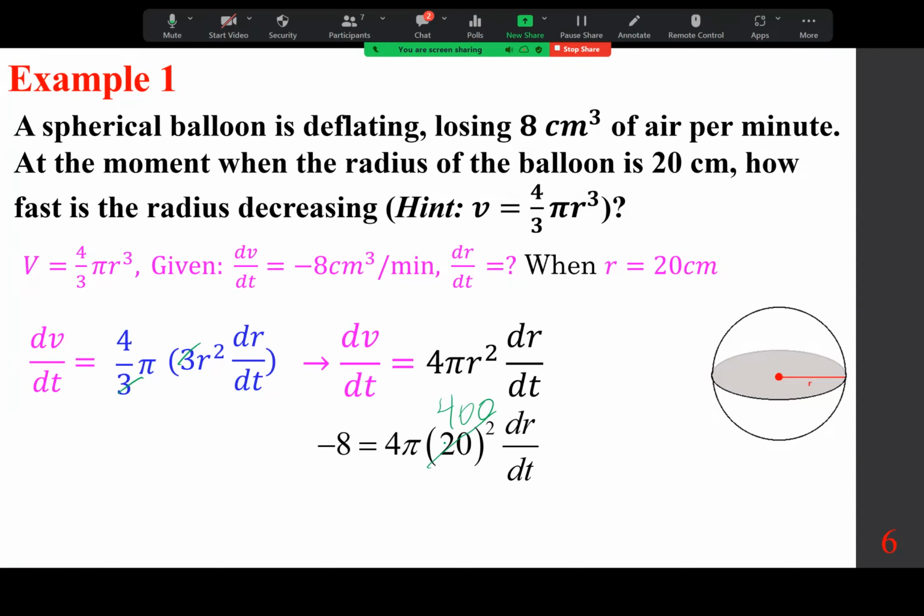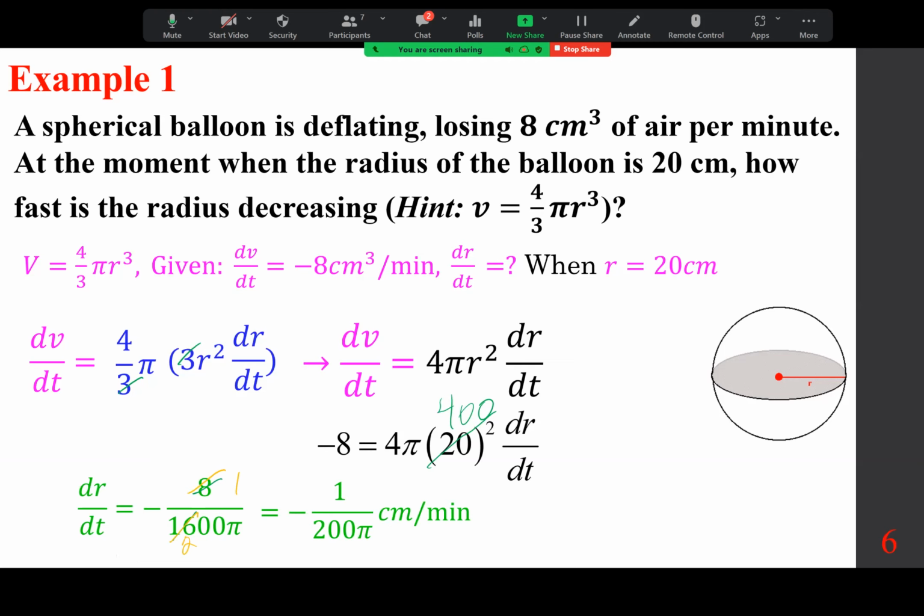So this is 400 times 4, which is 1600. So we're going to divide both sides by 1600 pi. 8 cancels out with 16, and 16 changes to 2. So dr/dt is -1/(200 pi) centimeters per minute.